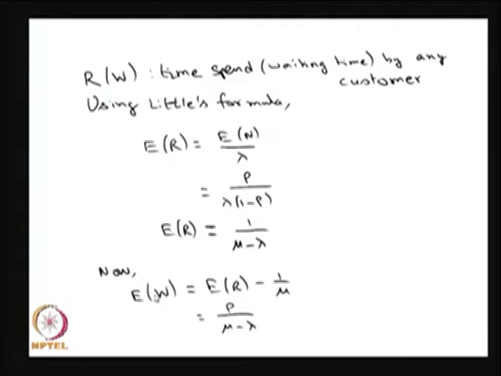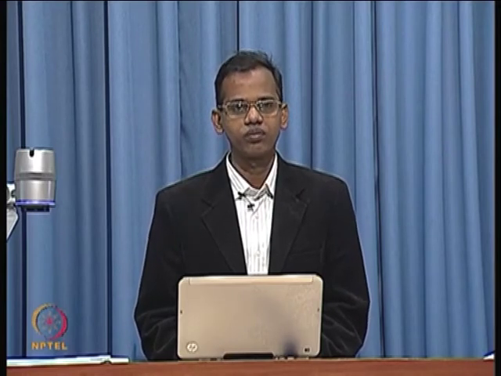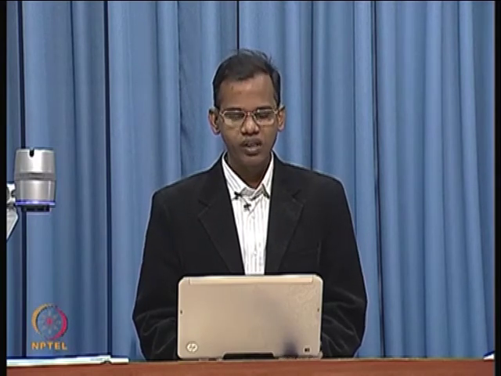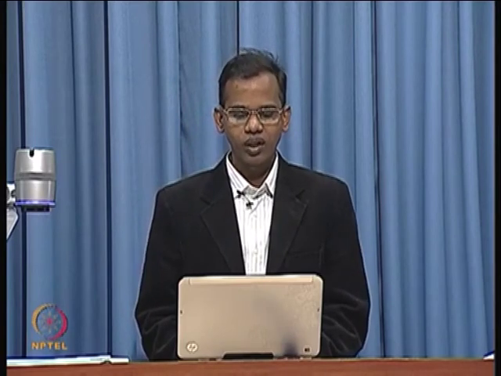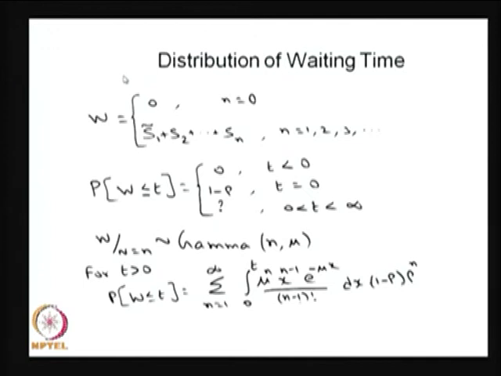Not only the average measures for the M/M/1 queue, one can find out the actual distribution for R as well as W also, because this is the simplest Markovian queuing model, whereas for all other models it is a little complicated, but still one can get it. So, this is the easy model in which one can find out the distribution of the time spent in the system as well as the waiting time by a customer in the queue. First, let us go for finding out the distribution of waiting time.